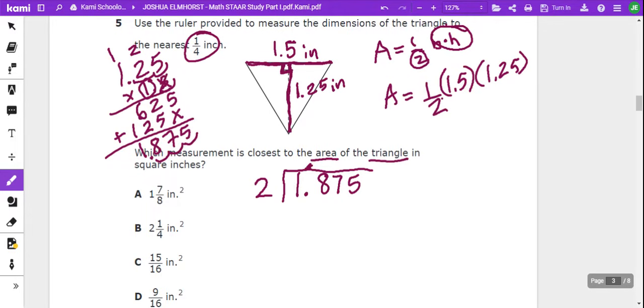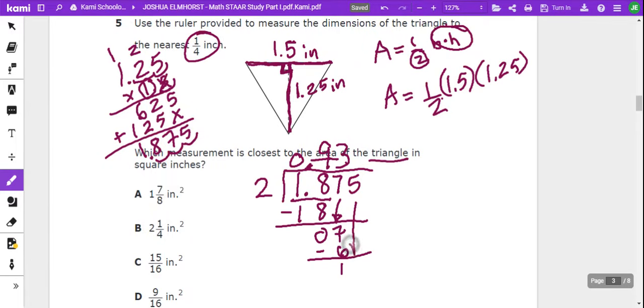Okay, so 2 goes into 1 0 times. Then we look at 18. 2 goes into 18 9 times. 9 times 2 is 18. Bring the 7 down. 2 goes into 7 3 times. 3 times 2 is 6. I have 1 left over. And then bring the 5 down. 2 goes into 15 7 times. And 7 times 2 is 14.